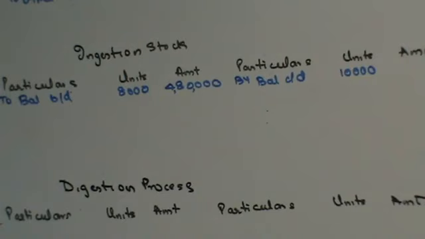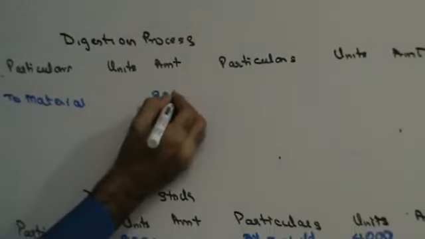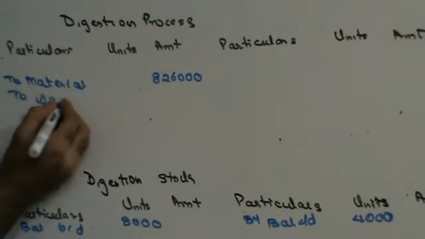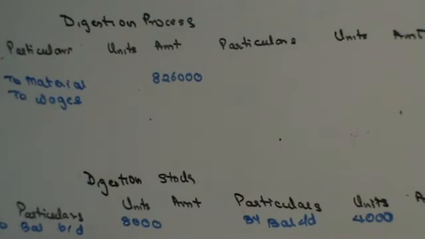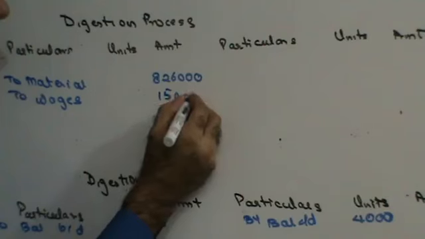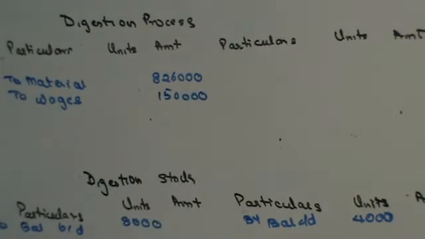Now same way I'm going to post the information for digestion process. For digestion process, they have given you that material is 8,26,000. Then to wages. How will I get the wages amount? Guys, labor man day multiplied by the rate, that is 1,500 labors I have, and I'm paying them 100 rupees per day. So 1,500 into 100, that's going to be my total wages.